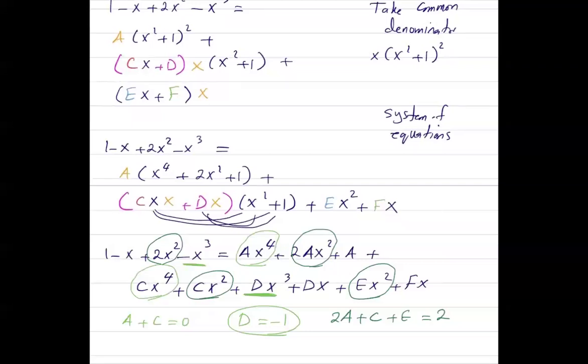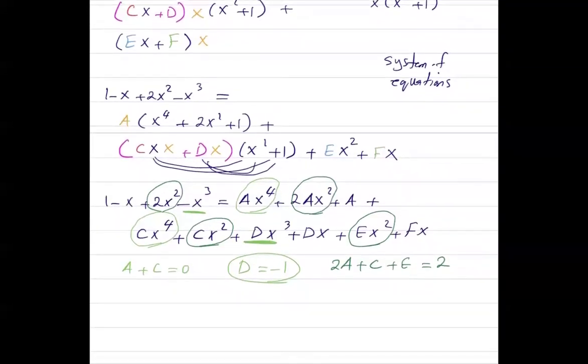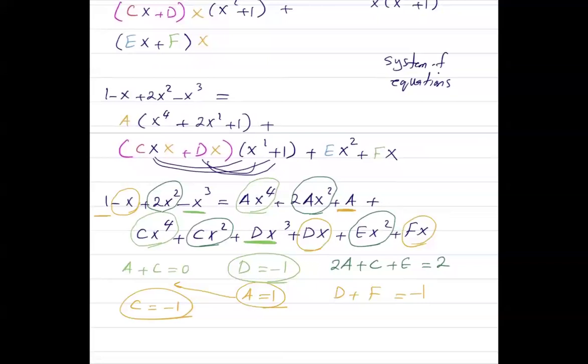Okay. And then the linear terms. For the linear terms, I have dx. So I have a d and I have a fx plus f must be equal to negative 1. Okay. And I have a must be equal to 1 itself. Okay. A is equal to 1. So since a is equal to 1, c becomes negative 1.